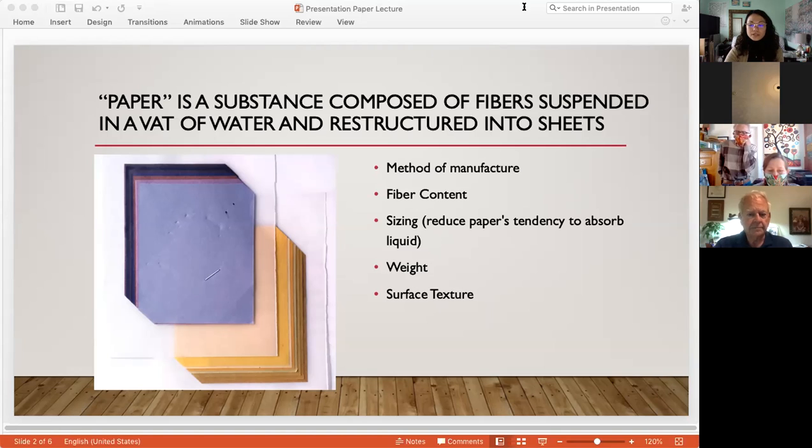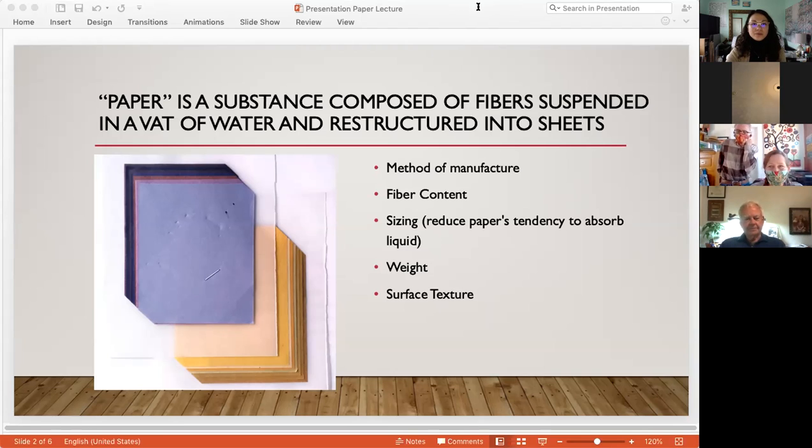Some of the more eccentric papers are made out of elephant dung and vegetables, so that's pretty wild. Elephant dung is actually a very elegant paper. Really? Yes, it is. So as we go over the papers, I'll share what fiber it's made out of and what it means practically in your art making work.